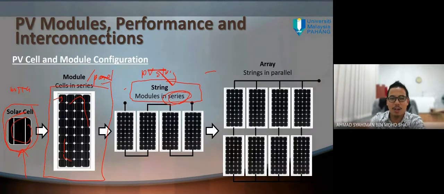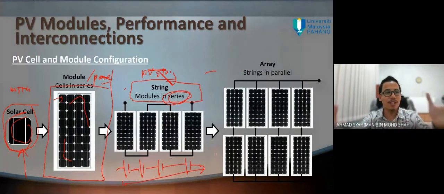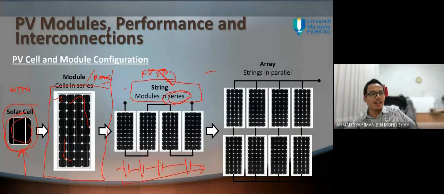Okay, solar cells are like a battery lah. Same case with the battery. Kalau you sambung battery, sambung battery ni maksudnya voltage akan bertambah lah. Betul? Sebab sambung series, so the voltage will be multiplied.